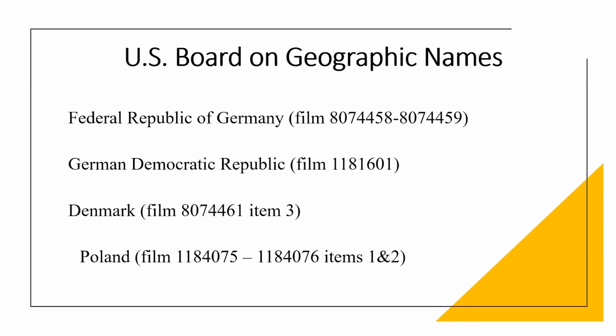There are additional US Board on Geographic Name gazetteers for nearly every country of the world. The following are the ones that pertain to Germany or to the countries that were former German areas, with their family history microfilm numbers.